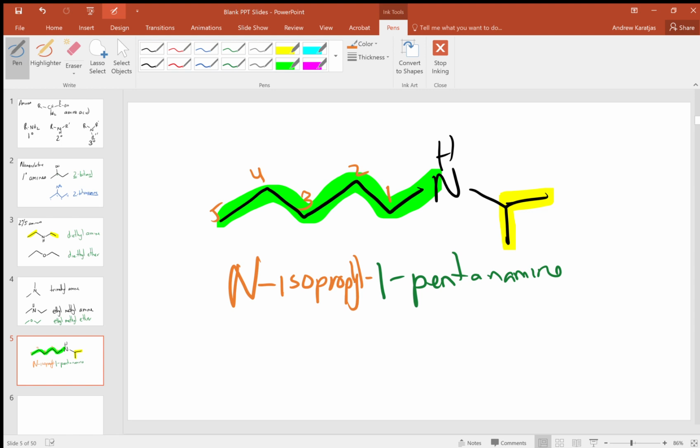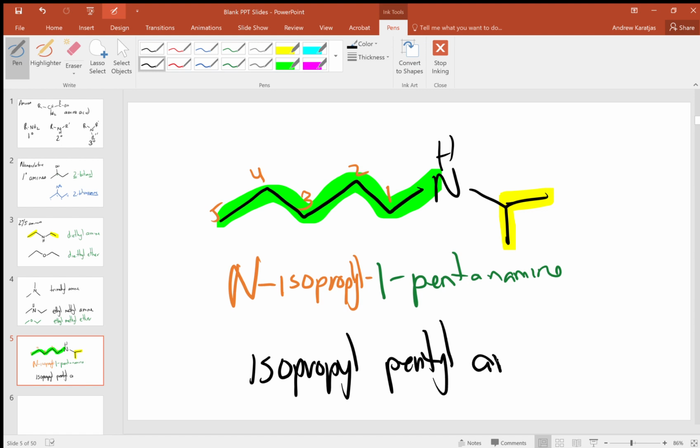And that's really the only new thing for amine nomenclature, are more complicated ones like this. Now, even this one, though, isn't that complex, and so it wouldn't have been wrong if we had said we have an isopropyl on one side, a pentyl on the other side, and so I'm just going to call it isopropyl pentyl amine.